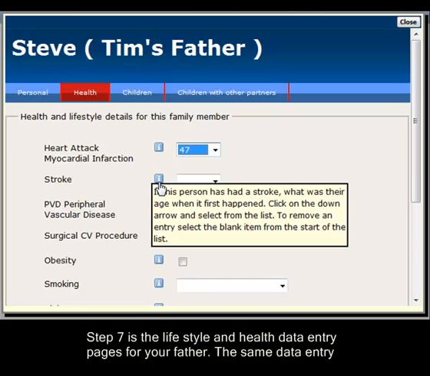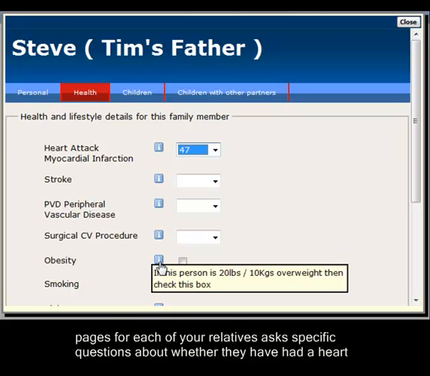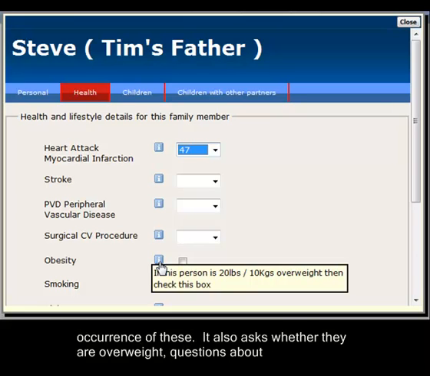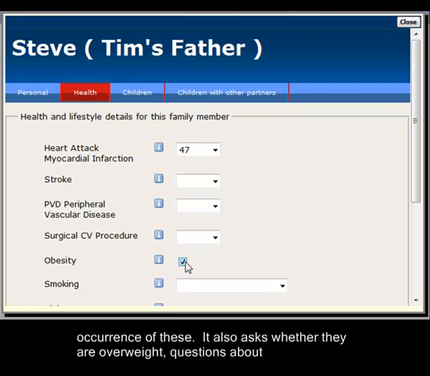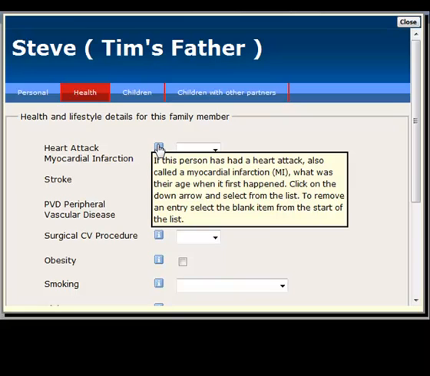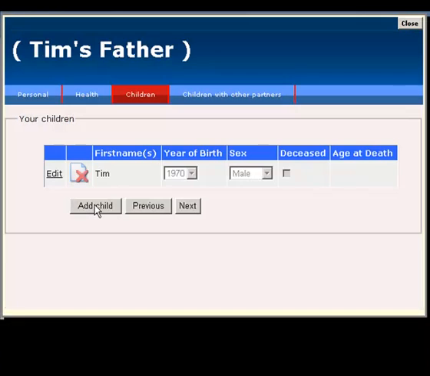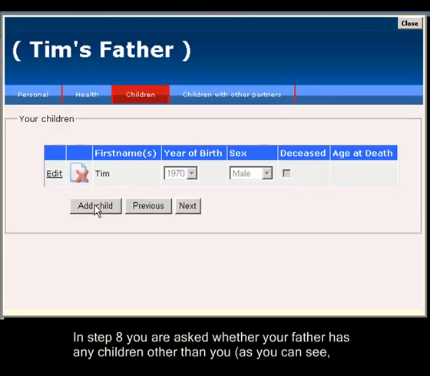The same data entry pages for each of your relatives ask about whether they have had a heart attack, stroke, peripheral vascular disease, or heart surgery, along with the ages of occurrence of these. It also asks whether they are overweight, questions about smoking, and so on. As you can see, each topic has an icon with the letter I on it, which when clicked gives help information regarding that question. In Step 8, you are asked whether your father has any children other than you.